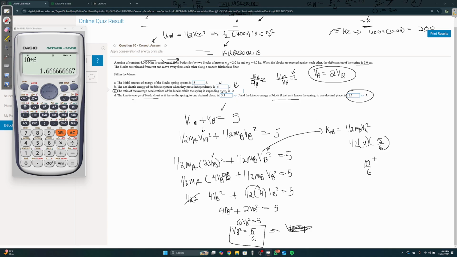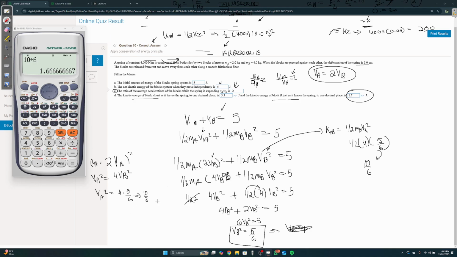You can simply do 5 minus 1.7, or you can substitute VA is equal to 2VB. We have VA squared, but we have VB squared, not VB. You want to use VB, you'd have to square root, but I don't want to do that. Instead I'll square both sides. So I'll get VA squared equals 4VB squared. So VA squared is equal to 4 times 5 over 6. So you cancel, 20 over 6, you get 10 over 3.